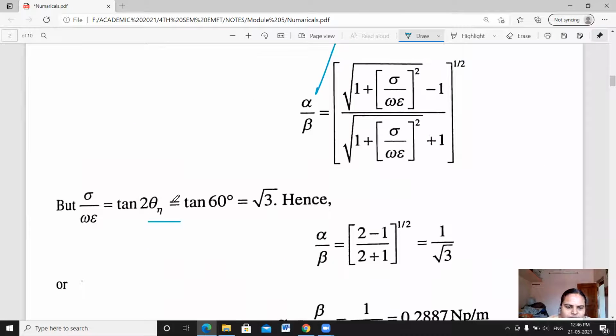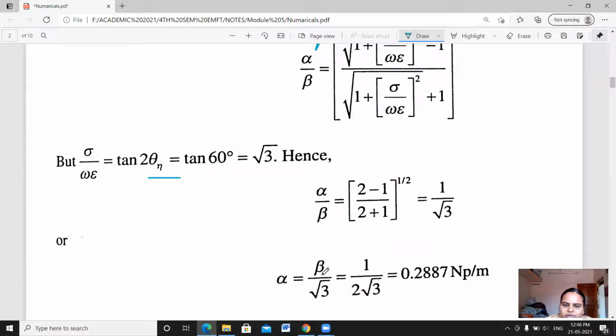That is 2 into 30, 60. That is nothing but tan 60, which is root 3. Hence, if you substitute here, you'll get alpha by beta equals (2 minus 1 divided by 2 plus 1) power 1 by 2. That is nothing but 1 by square root of 3. Therefore, alpha is equal to beta divided by square root of 3.